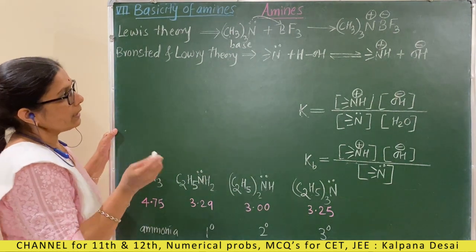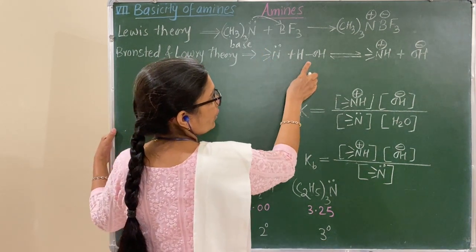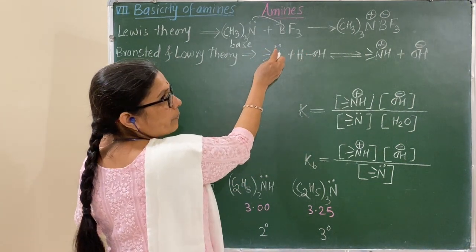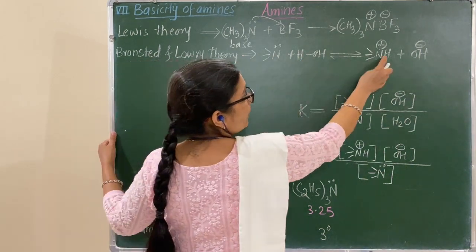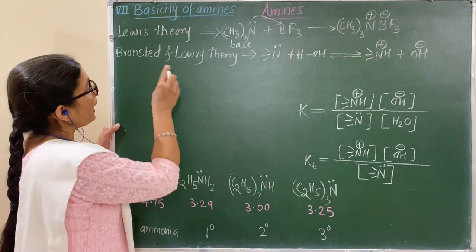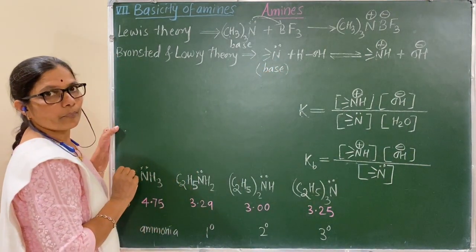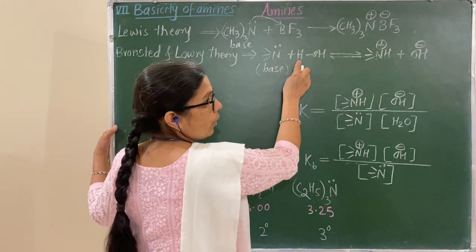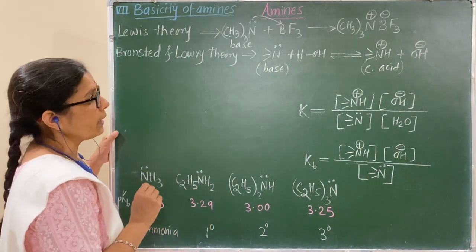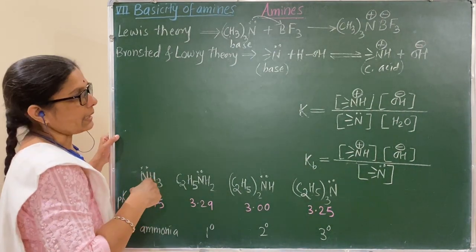Okay. Now consider another one. Here consider ammonia or a primary, secondary, or tertiary amine. When dissolved in water, see this lone pair of electrons is available. The H plus ion is abstracted by it. That is, it is a proton acceptor. Therefore, the H plus attaches here and OH minus is formed. According to Bronsted and Lowry's theory, it is a base as a proton acceptor. When a base accepts a proton, what is formed is called the conjugate acid. That is, according to this theory, ammonia and amines are bases, as proton acceptors.